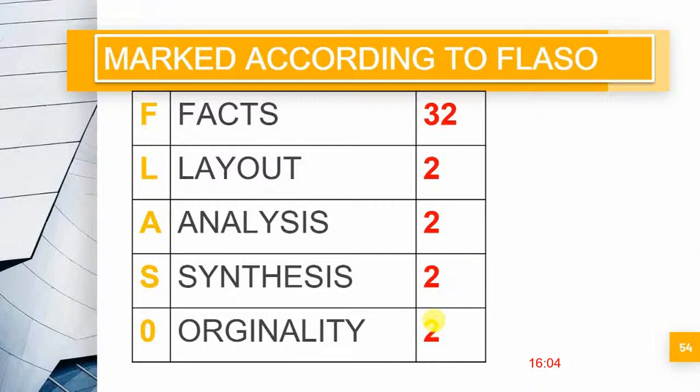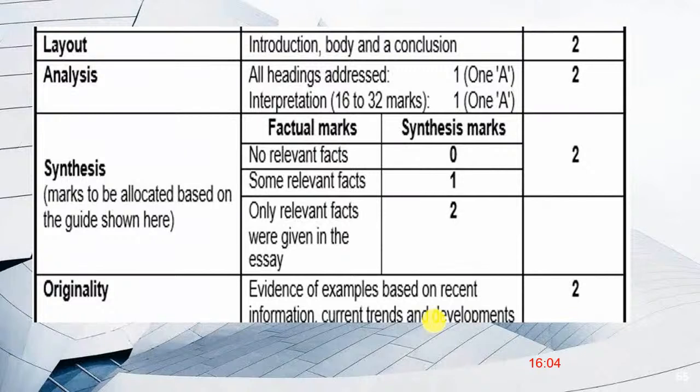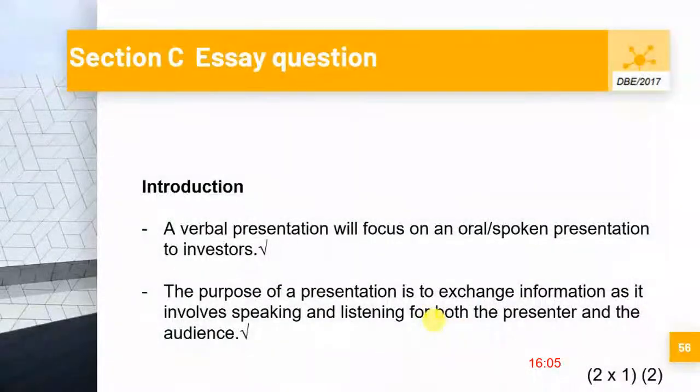Remarking against the memo: 32 for facts, 2 for layout, 2 for analysis, 2 for synthesis, and 2 for originality. Layout means you must write the word introduction and conclusion and a sentence below. Analysis means you must discuss all 4 bullet points. Synthesis means we need to keep it relevant. I can't be talking here about ethics and professionalism when ethics is not the topic of the day. I need to keep it original. There should be an example.